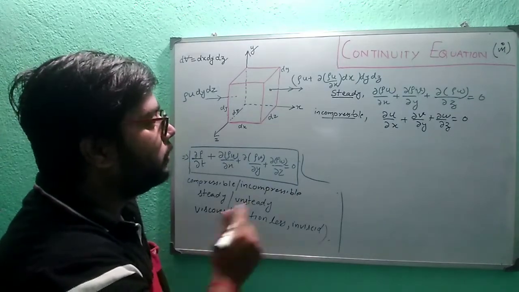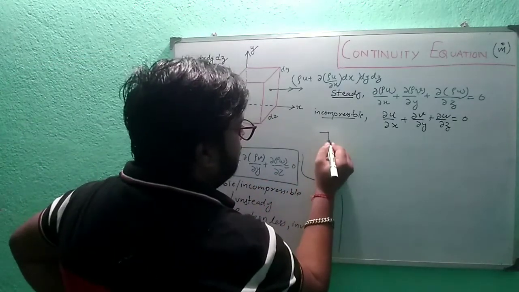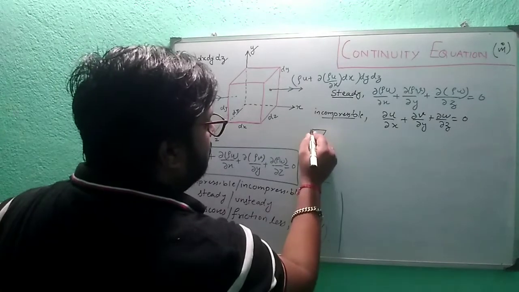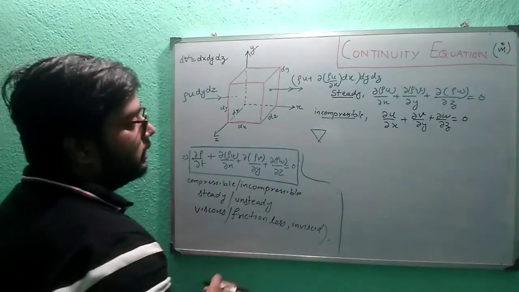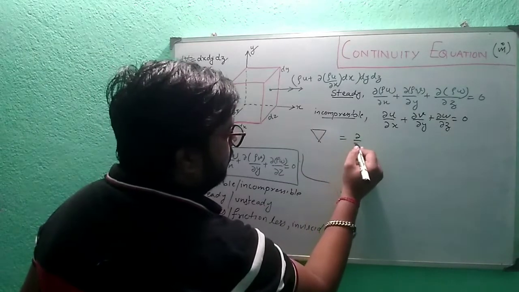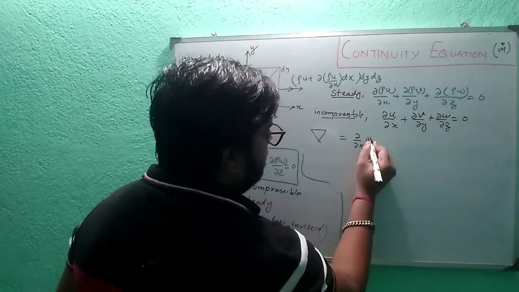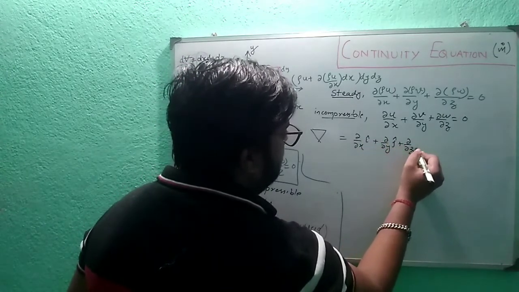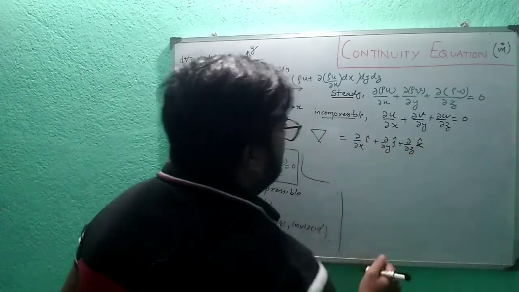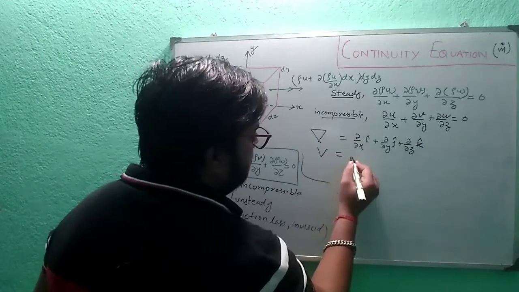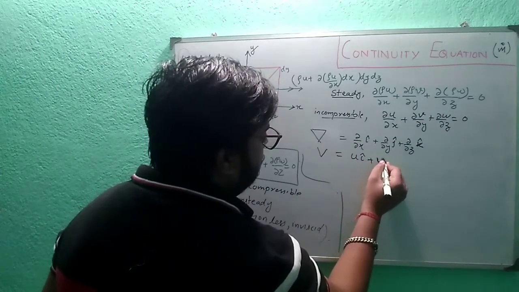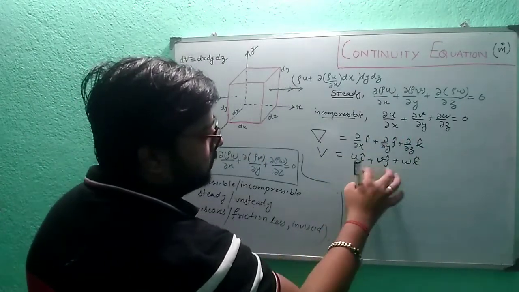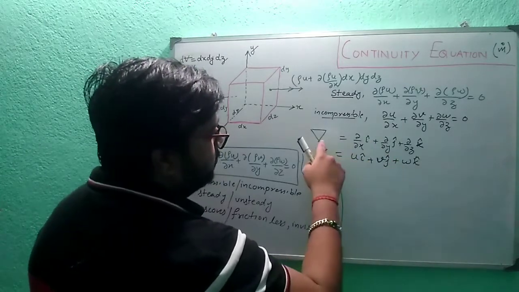We will try to write this equation in operator form. We know that we have one operator, the gradient operator, the reverse delta, which means del by del x i cap plus del by del y j cap plus del by del z k cap. The velocity we know is u i cap plus v j cap plus w k cap, and velocity is always written like this.